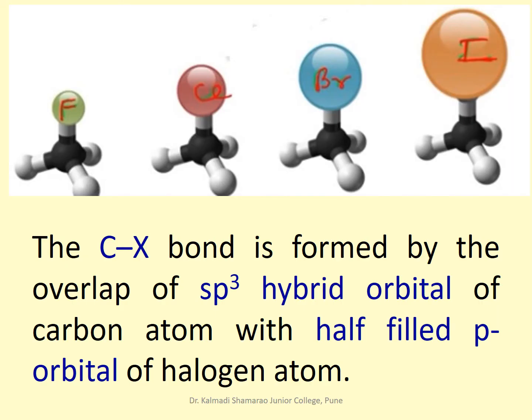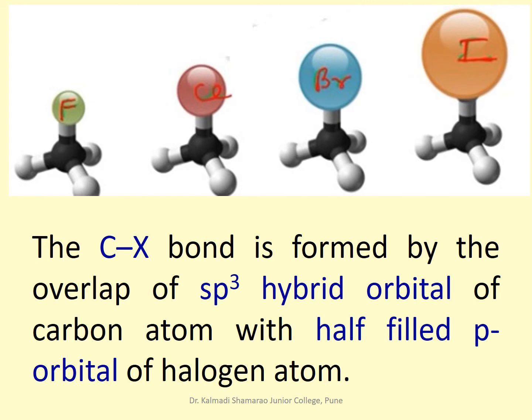The carbon-halogen bond in alkyl halides is formed by overlap of sp3 hybrid orbital of carbon atom with half-filled p orbital of halogen atom. As the size of halogen atoms increases from fluorine to iodine, the size of p orbital also increases accordingly. As the size of p orbital increases, it becomes more diffused and the extent of overlap with the orbital of carbon decreases.